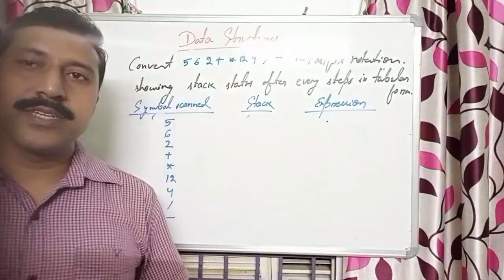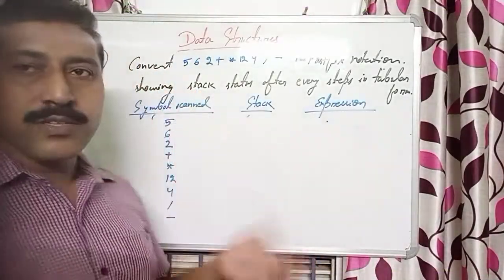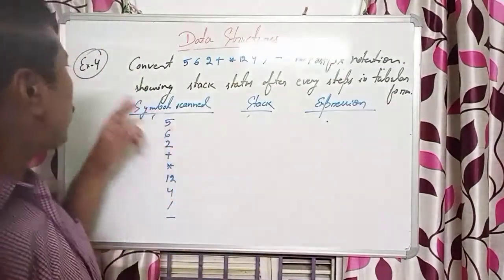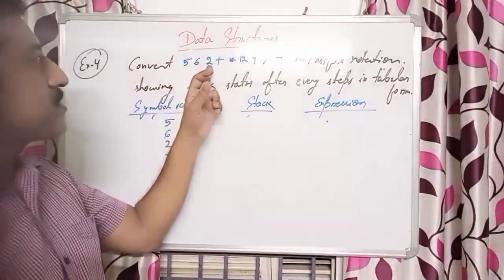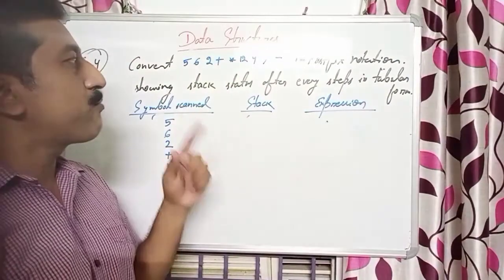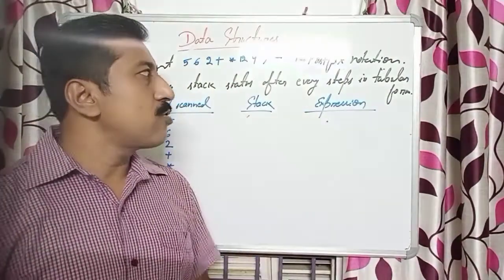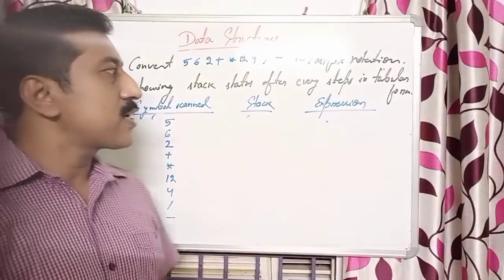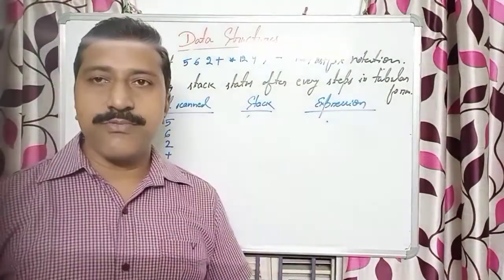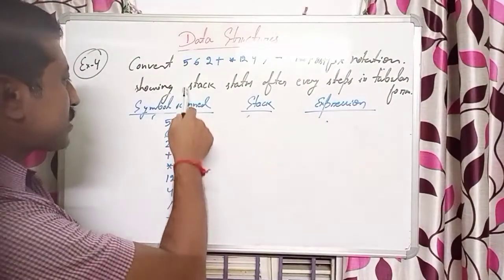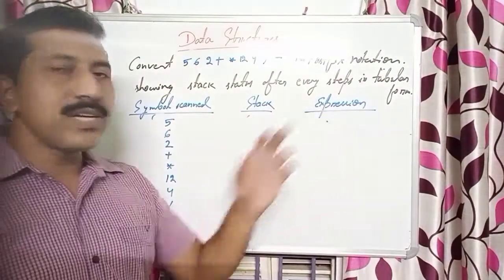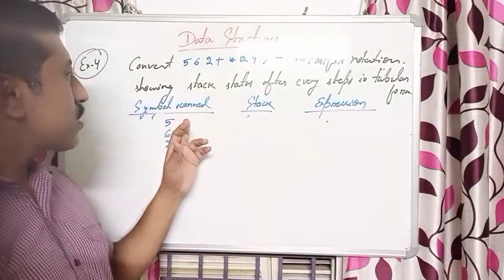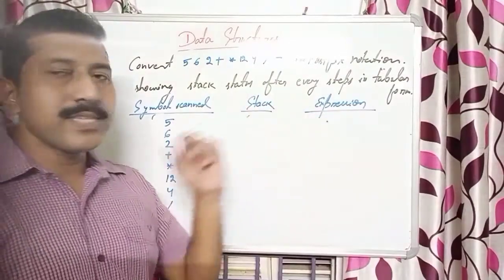So students, another example I am showing you, another type of example, just remember. Example number 4: convert 562+*124/- into postfix notation, and show the stack status after every step in tabular form. Okay, first we'll scan in a similar way. First we'll take 3 columns: one is symbol scanned, one is stack, and one is expression.